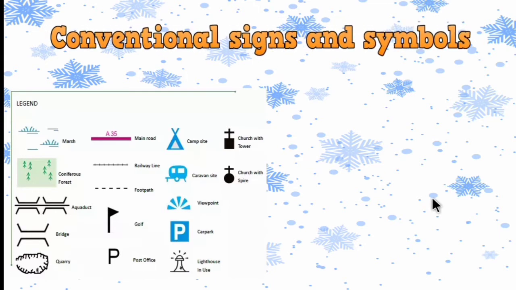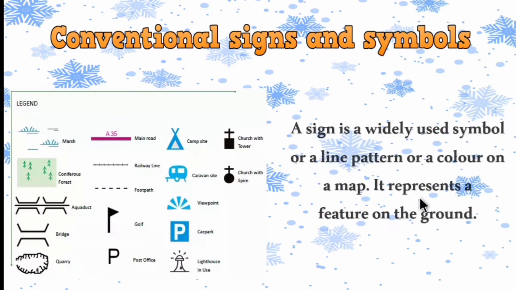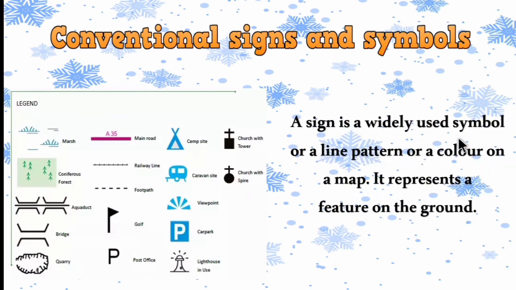So now let's see some conventional signs and symbols which are commonly used or internationally accepted. A sign is a widely used symbol or a line pattern or a color on a map. It represents a feature on the ground. So as I said before, agriculture ground means it is green color. So the sign or the color or the symbol represents some feature on the ground.